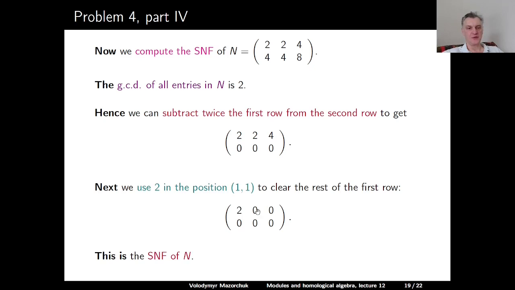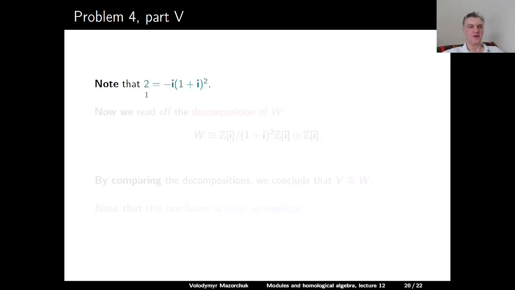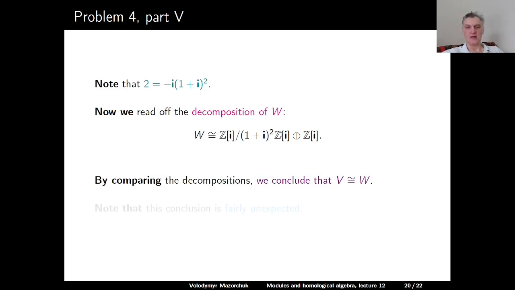Now we can read off the decomposition of the module W. It has one free part, the free module of rank 1, which corresponds to the 0, and then the free module divided by the ideal generated by 2. As we have already seen before, up to an invertible element, 2 is the second power of the prime 1 plus i. And so our decomposition is the free summand Z[i] and then the torsion summand Z[i] modulo (1 plus i) squared Z[i]. And now by comparing the decompositions, we see that V is isomorphic to W. I think it is fair to say that this outcome is unexpected from the original forms of the matrices.